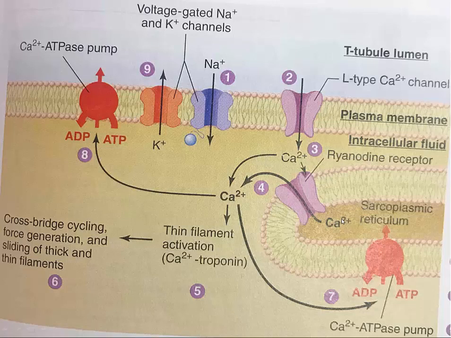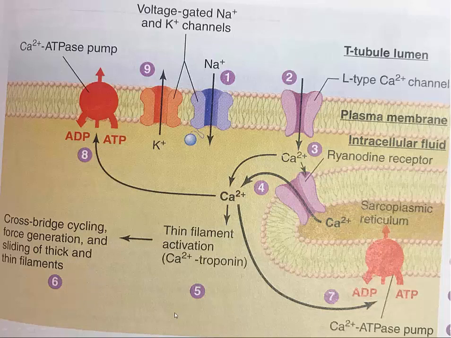The ryanodine receptor opens. A larger amount of calcium, illustrated by this bold calcium symbol here, exits from the sarcoplasmic reticulum, and calcium levels inside the cardiac muscle cell go up. This, in turn, leads to thin filament activation. In other words, calcium binds to troponin, which is attached to tropomyosin, which moves tropomyosin out of the way, allowing myosin to bind to actin in the sequence of events with which you are already familiar. This leads to cross-bridge cycling and force generation and the overall sliding filament theory of contraction that you know and love at this point.